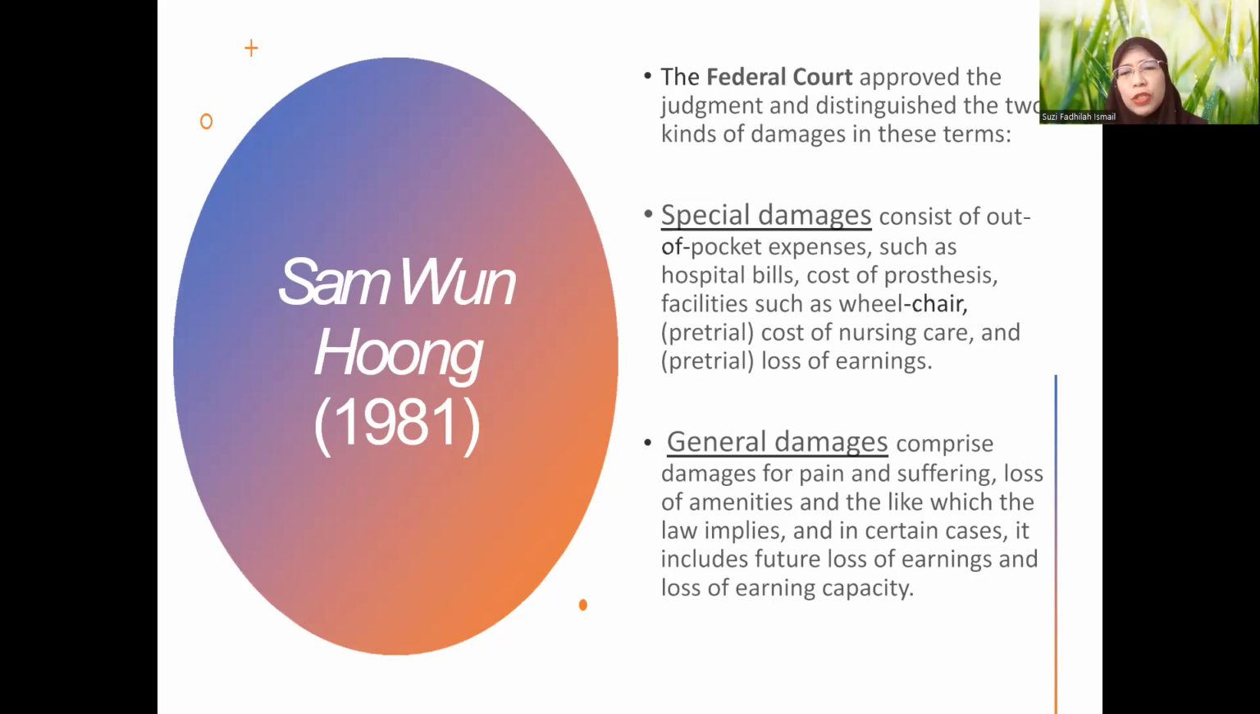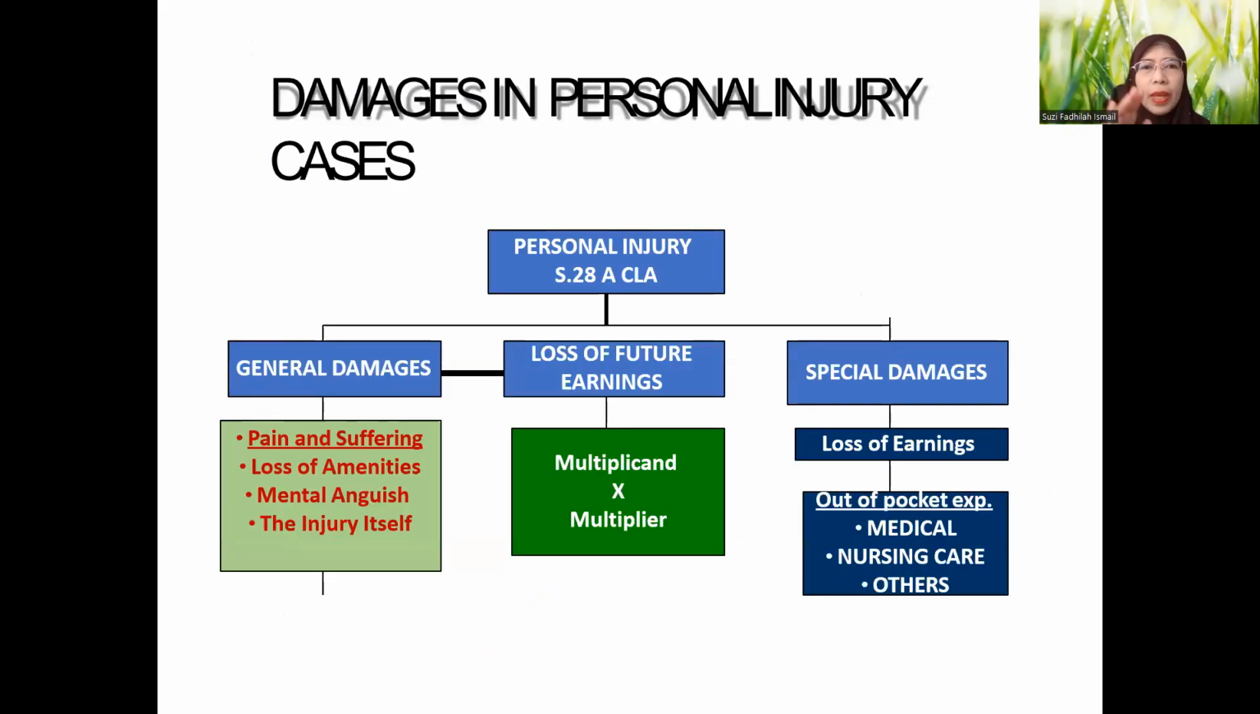It also includes future loss of earning, with a specific calculation. But again, we cannot really tell the exact amount. We just make some calculation, an estimation, of loss of earning as well as loss of earning capacity. All of these things we are going to discuss throughout our lecture for this particular topic.